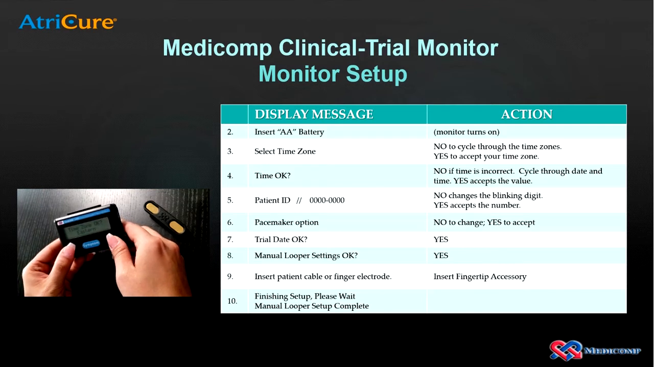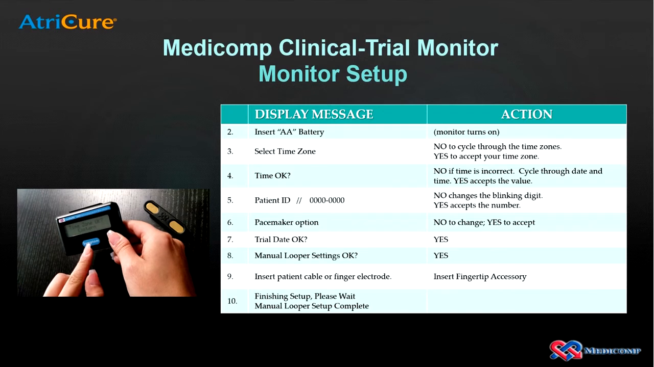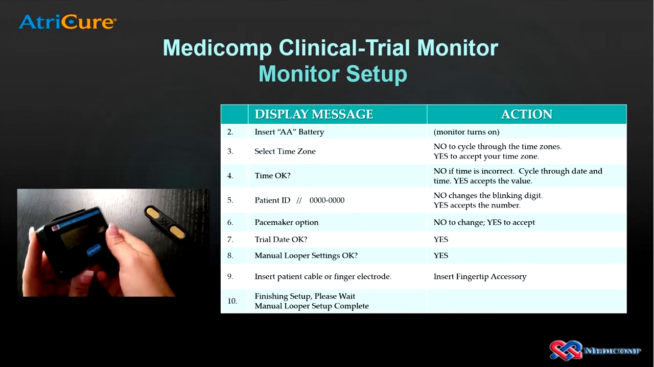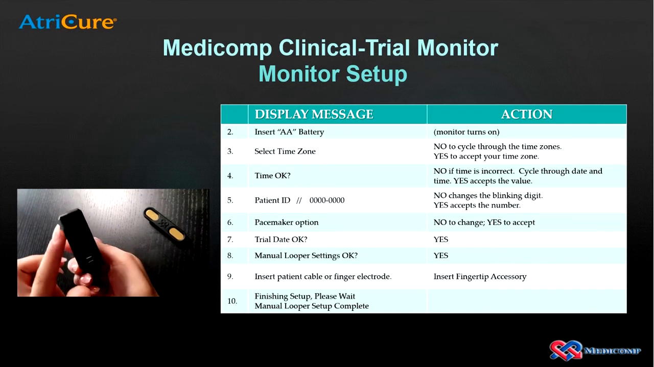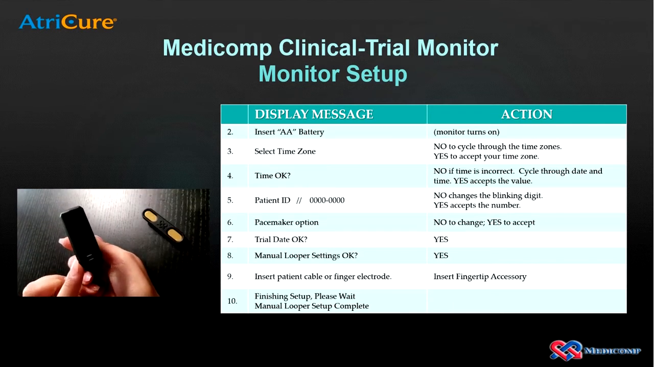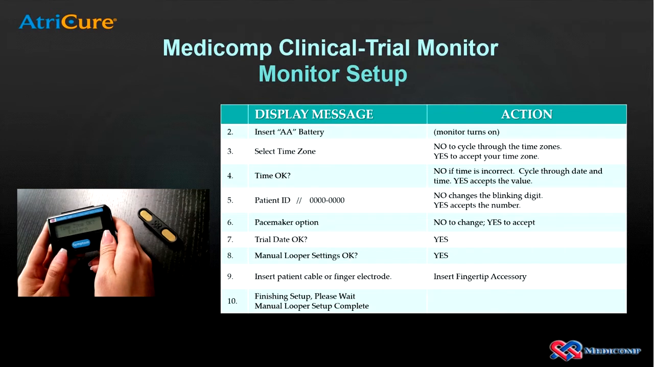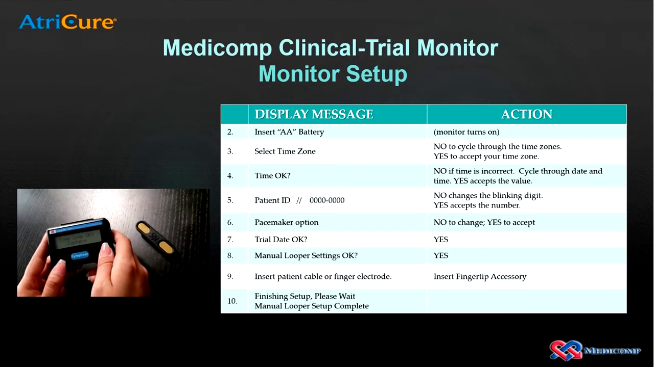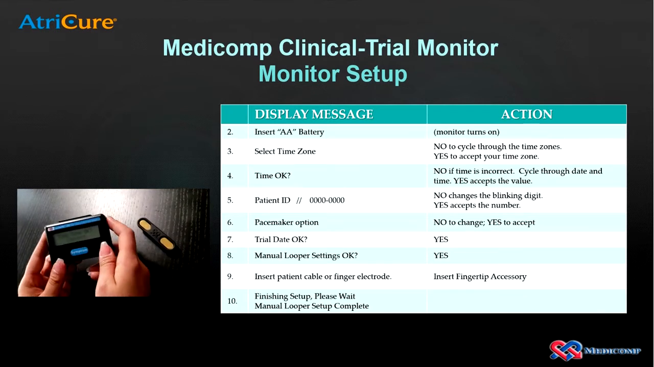The monitor beeps as it turns on and goes through some initializing displays. Notice that you have a symptom button on the front and a yes and no button on the right side. The other side is for the sticky label that the trial is providing you that will be printed with the patient's ID number. For the third step, the monitor screen now displays time zone OK. As you see in the steps in the table, press the no button until you get to the right time zone. Press yes when you see it on the display.